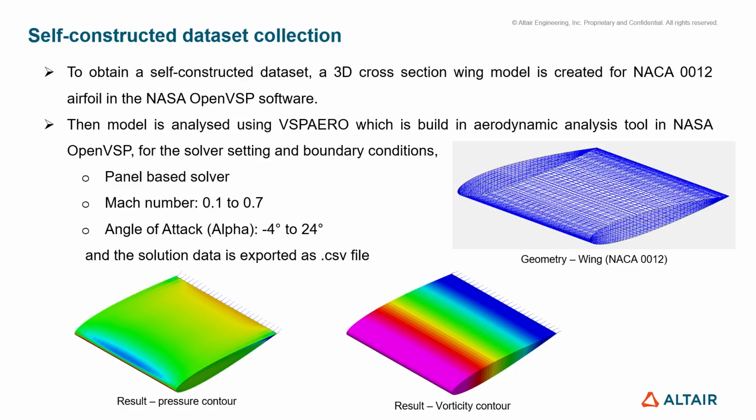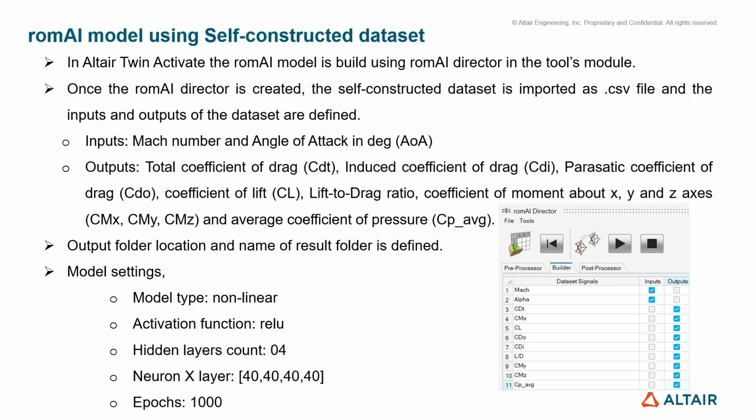I ran a whole series of simulations, sweeping through Mach numbers from 0.1 to 0.7 with an angle of attack ranging from -4 to 24°, and the solutions were exported as a .csv file. Building the second model, the RomAI model using the self-constructed dataset. I fed it my new custom dataset.